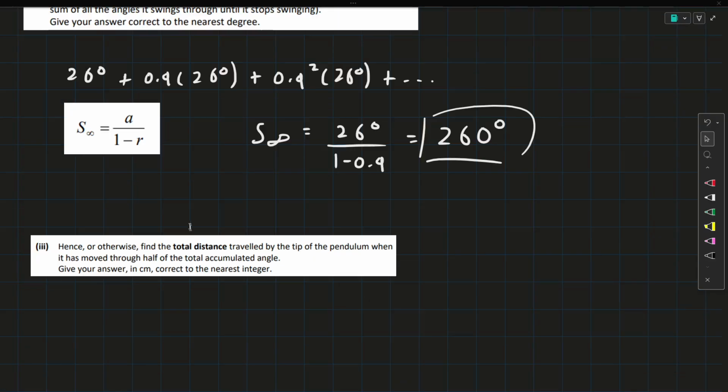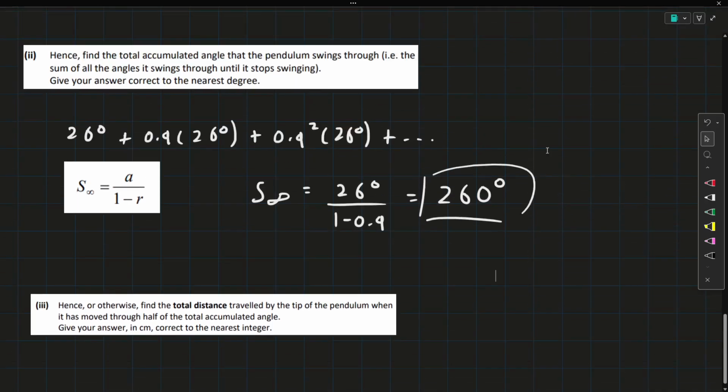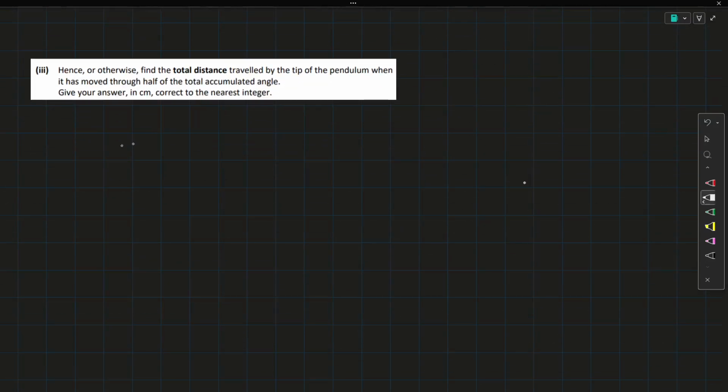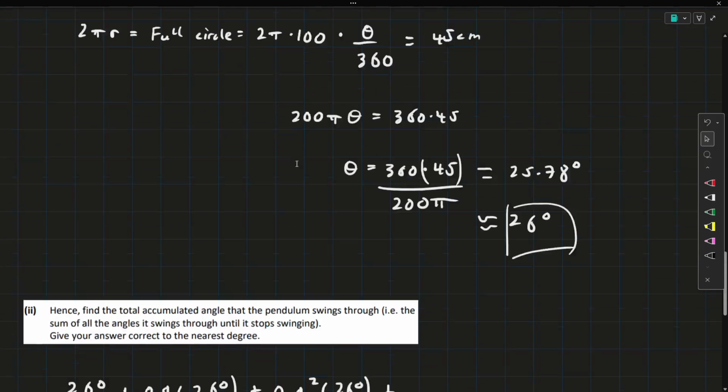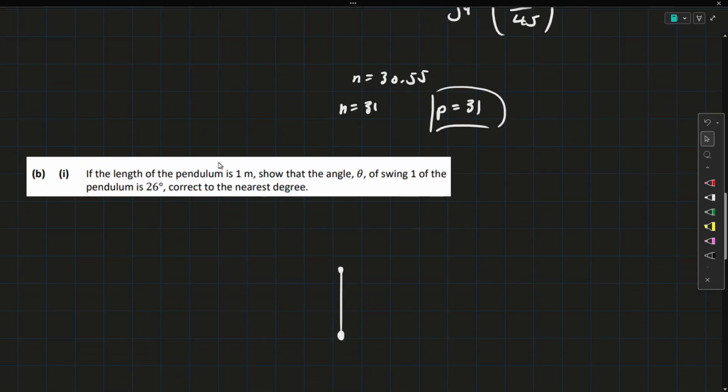Then we're told to find the total distance traveled by the tip when it's moved half through the total accumulated angle. A few different ways of doing this. The way that I think is easiest is this is like 260 degrees of a circle that are being traced out. So half of that is 130 degrees. And then the circle in question, well, we're getting 130 degrees out of the 360 degrees. And then the circumference, so it's 2 pi times 100 centimeters, because we're told that's the length of the pendulum.